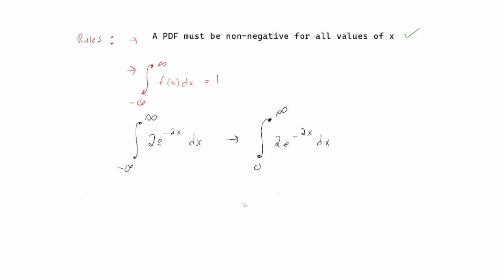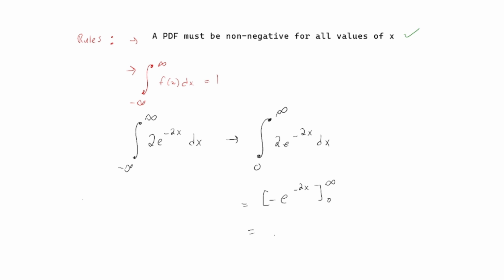Now we're going to integrate this as usual. When we integrate it, we're going to get negative e to the negative 2x, and we're going to be taking the bounds from 0 to infinity. A good way to imagine this: if I take my calculator and put in negative e to the power of negative 2 times a fairly large number, you can see where it's approaching. It gives me 0.